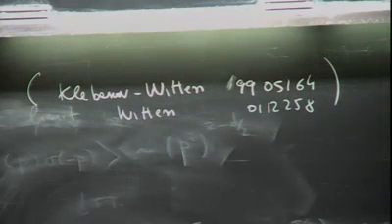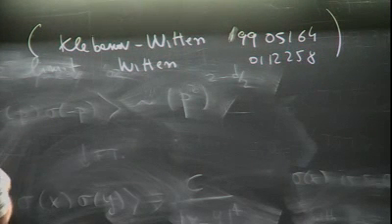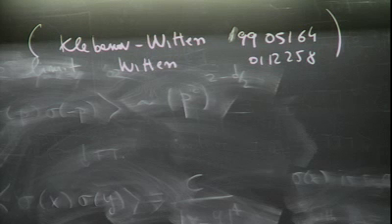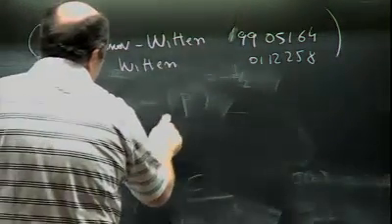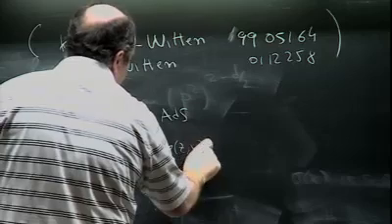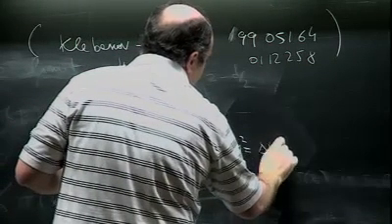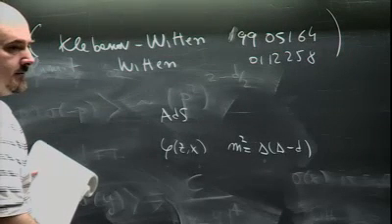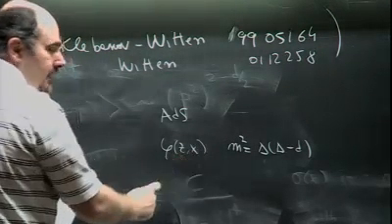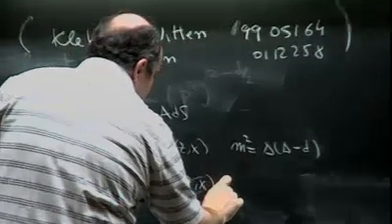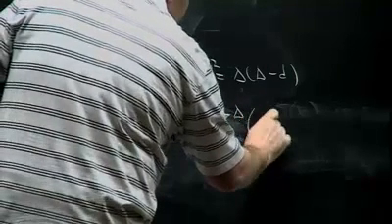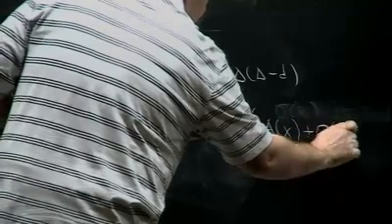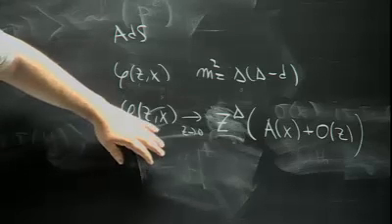So let me recall the basic dictionary. If in the CFT we have an operator of dimension delta, then in AdS we have a scalar field with mass squared delta times (delta minus d), where this delta is related to how the field scales as you send z to 0, which is the boundary of AdS. I'm using Poincaré coordinates. As z goes to 0, the field goes like z to the delta times some function of x plus order z. So this delta is related to how the field scales.